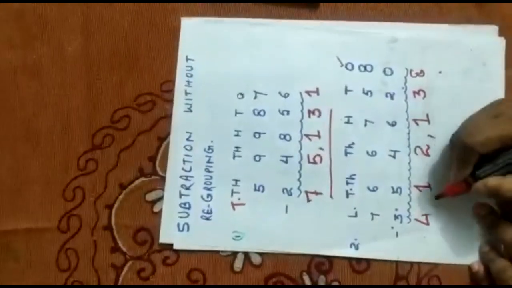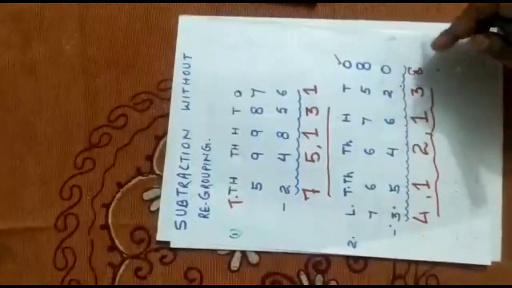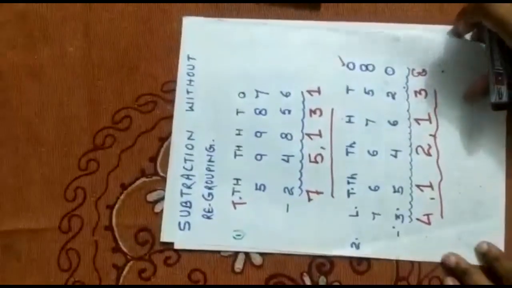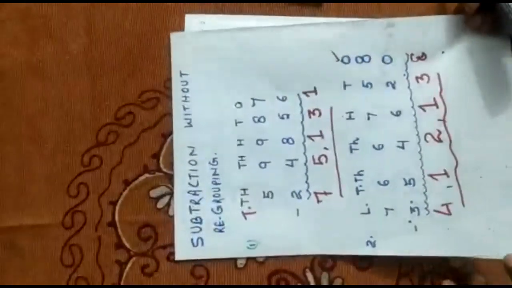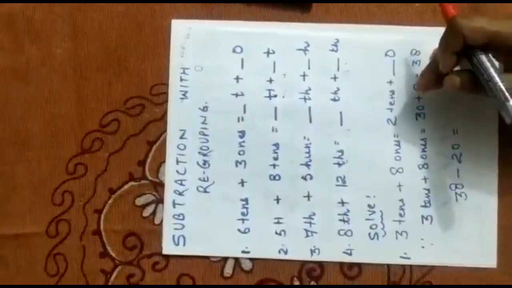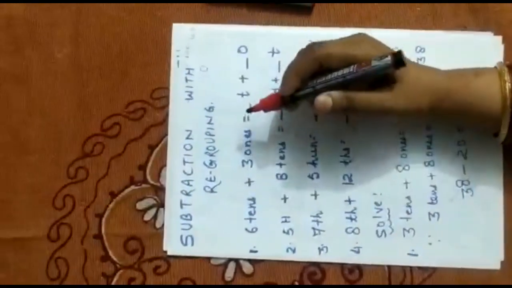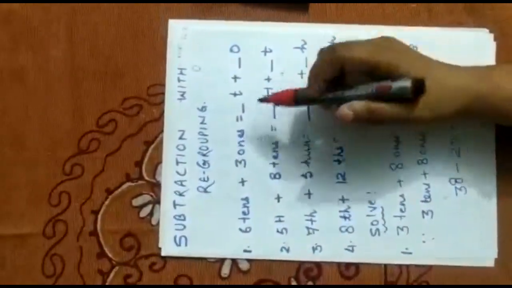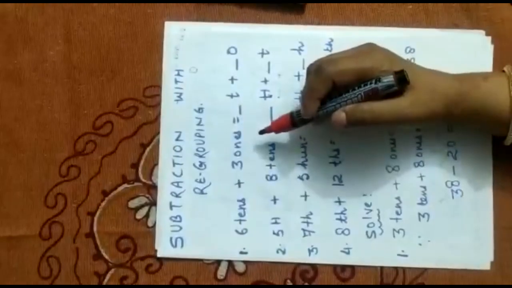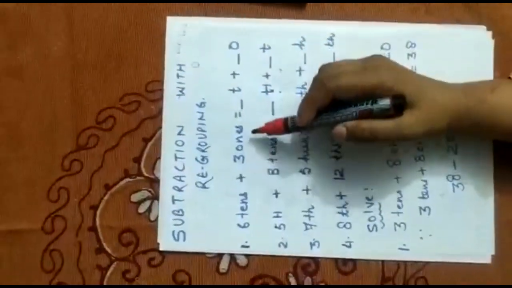So children, in this way we can do the subtraction without regrouping, just as you have done with the 4-digit numbers in the other classes. Now come to the subtraction with regrouping. Firstly, before subtracting, let us recall how to regroup a number.